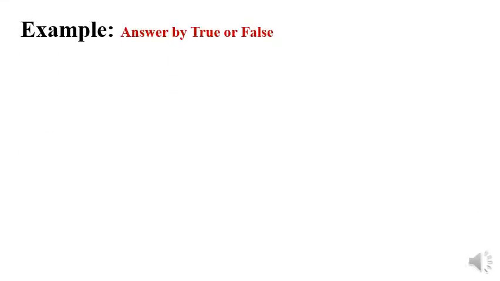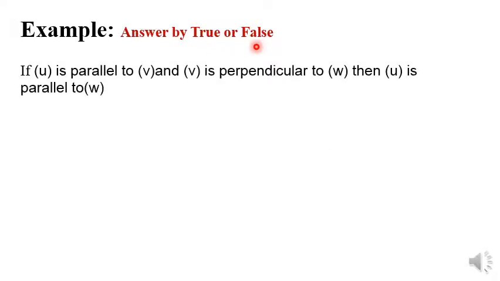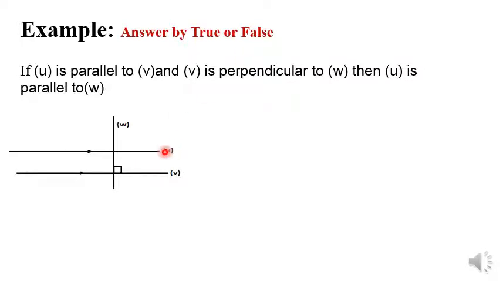Let's make an example. Answer by true or false. If U is parallel to V, we have two parallel lines. And we have that V is perpendicular to W. Then, what do you think? Is U parallel to W? The question is, is U parallel to W? Of course not, it's false.